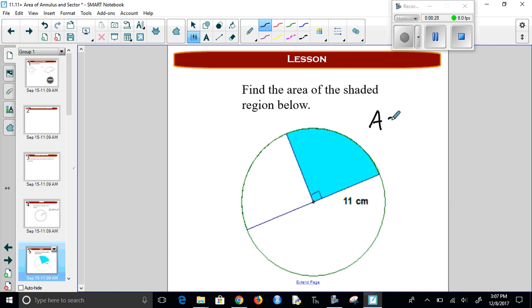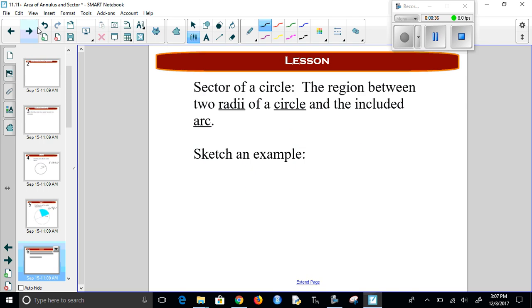Now if I want to find just this section, it's of course not a whole circle, so we'll take what we had before and just divide it by 4 centimeters squared. Now that right there is a sector. It's the region between two radii of a circle and the included arc. So if I have any two radii and this included arc, the region enclosed by that is what we call a sector.